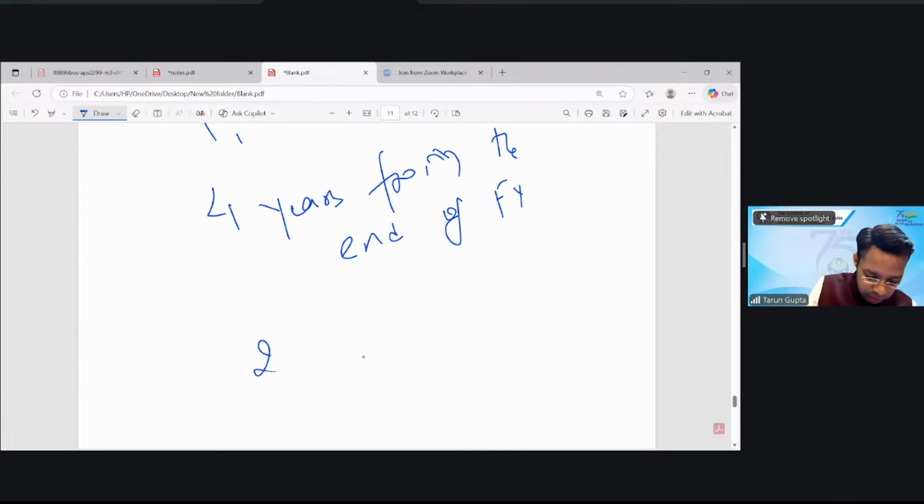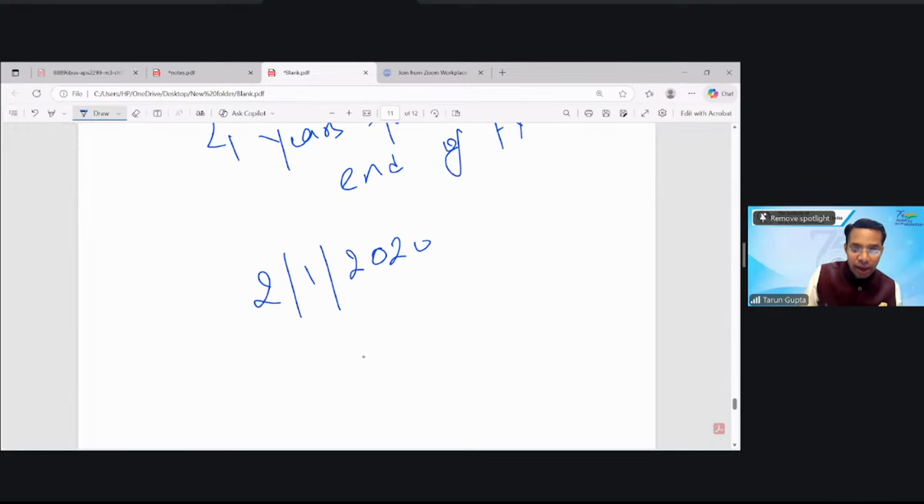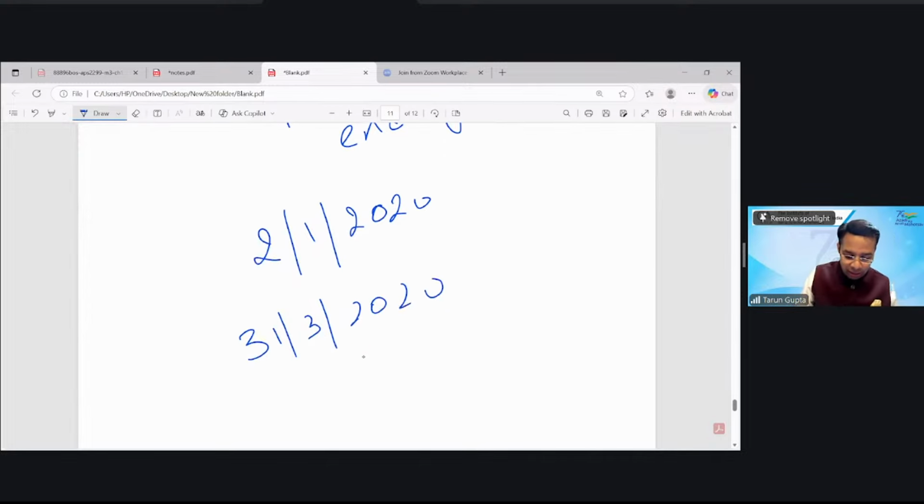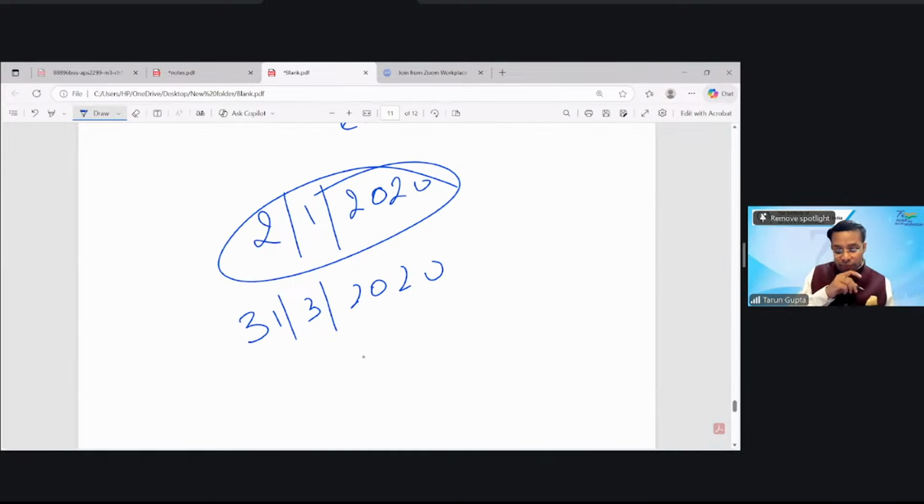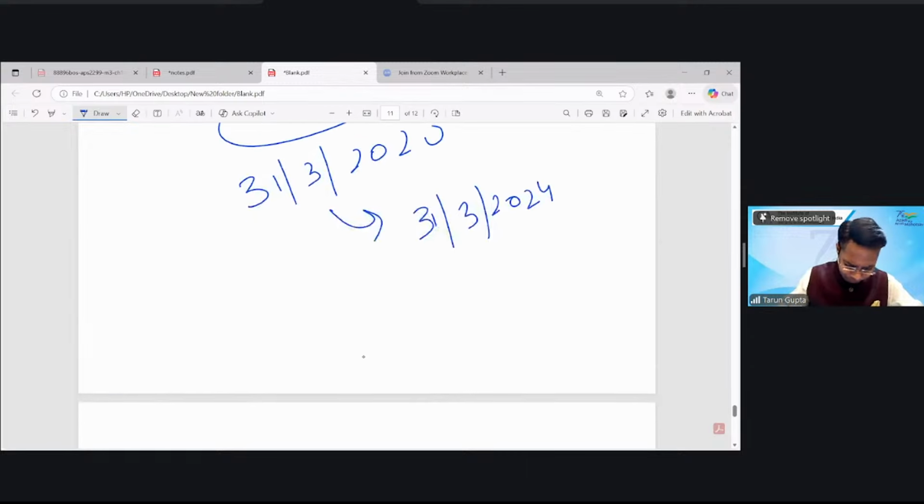So if the order was passed, say, on 2nd Jan 2020, the financial year ends on 31st March 2020, and this order can be rectified up to 31st March 2024. 4 years from the end of the financial year in which the order sought to be rectified is passed. You're with me?